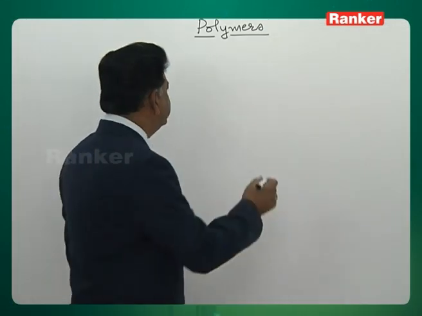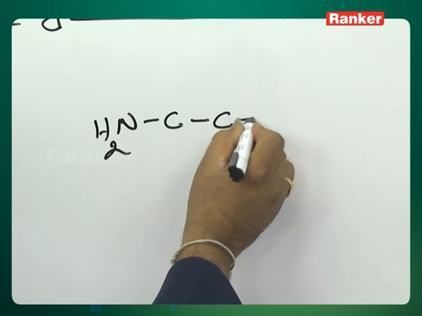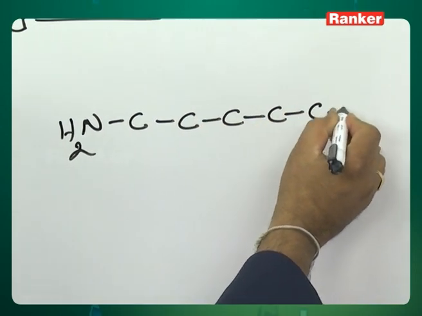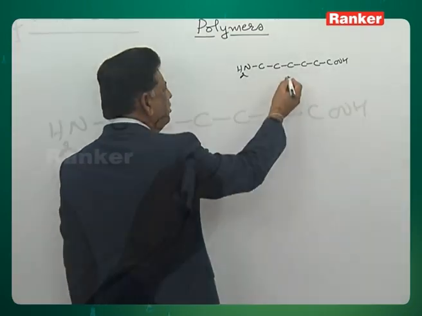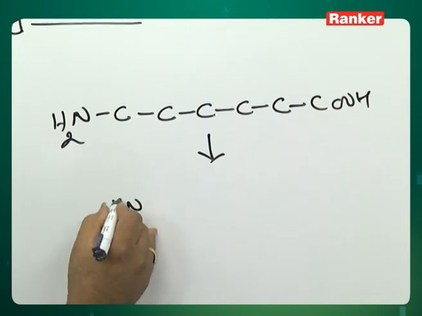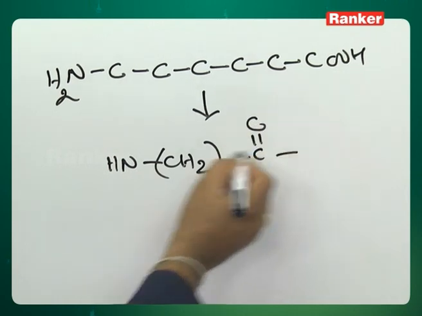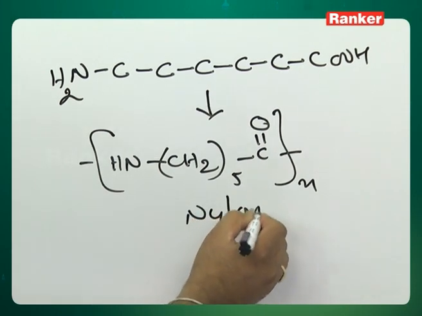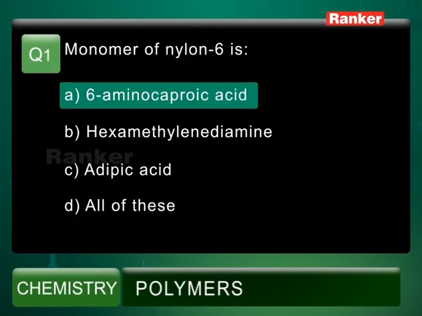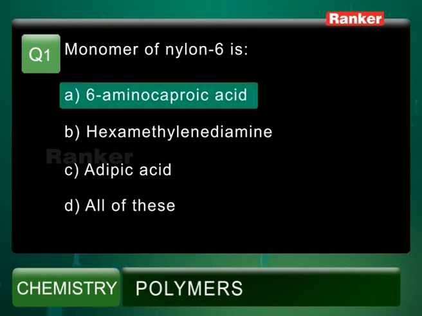Now here, nylon 6 is prepared from the polymerization of an amino group containing hexanoic acid. The hexanoic acid is commonly known as caproic acid, and when it is polymerized you will get NH with CH2 five times with a C double bond O. This will become a repetitive unit. This is called nylon 6. So therefore option A, that is 6-amino caproic acid or 6-amino hexanoic acid, will be the right answer. So answer A is the right answer.